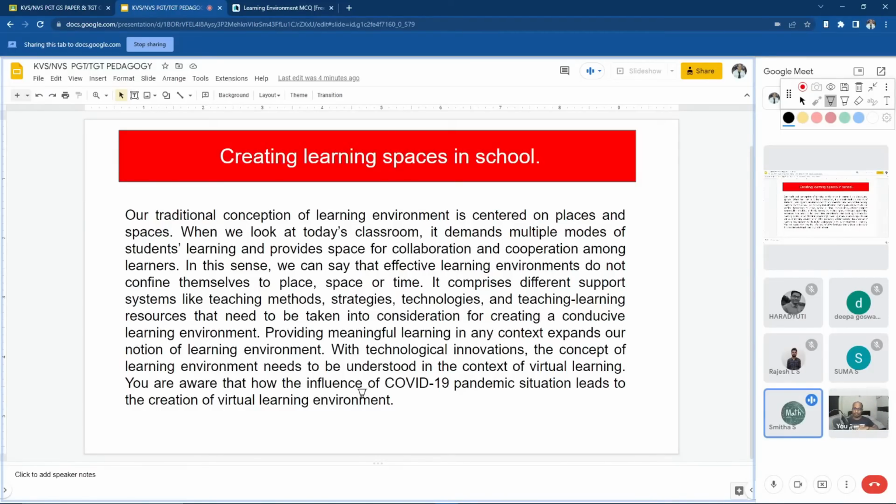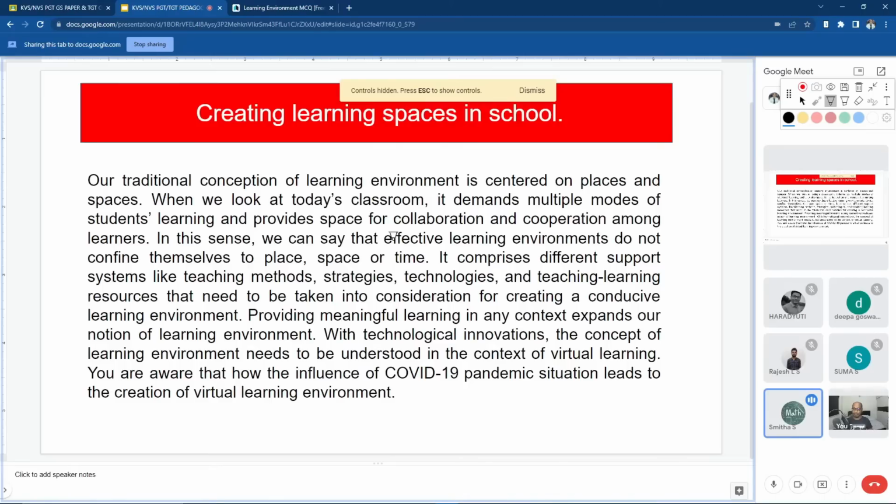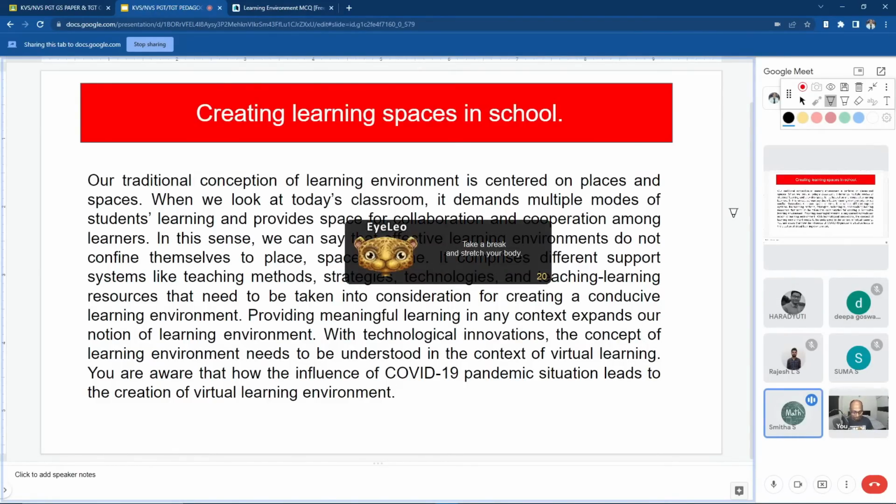Yes, sir. Our traditional conception of learning environment is centered on places and spaces. When we look at... Will I read that? Okay. Sorry, sir. Smita's voice will be not audible, problem. Goji, please read. Smita will speak in a rapid way. It's very fast. Okay. Mathematics teacher Goji. Yes, yes. Read, please read.